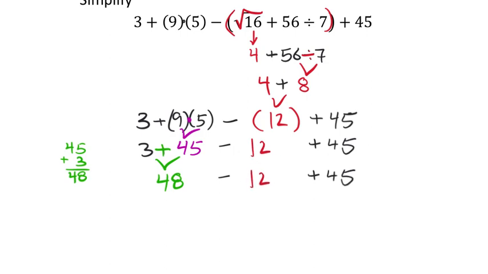There we go. So there's our addition. We're still moving from left to right, and the leftmost operation now is the subtraction. It's 48 minus 12. So we'll show the work here on the left, 48 minus 12. 8 minus 2 is 6, 4 minus 1 is 3. So that would give us 36.